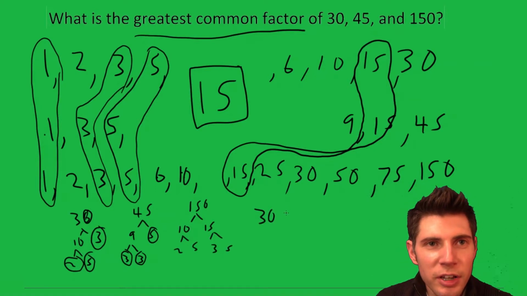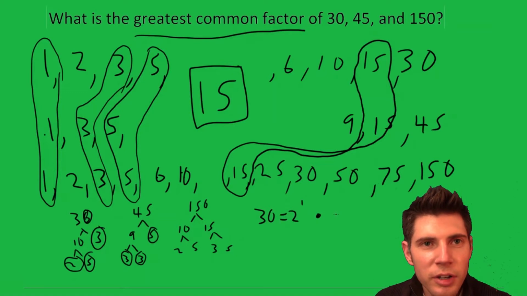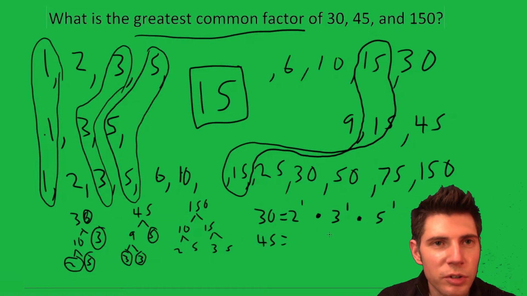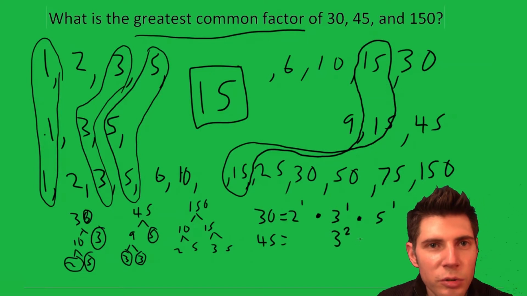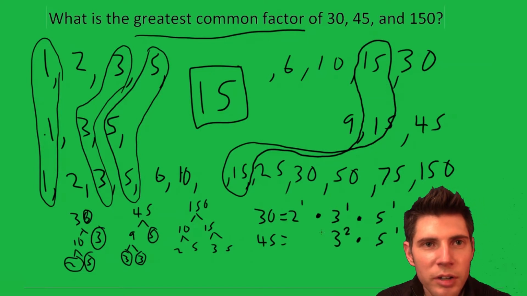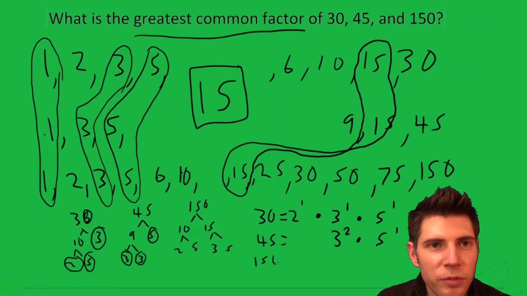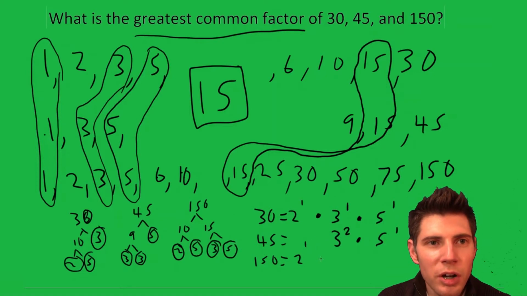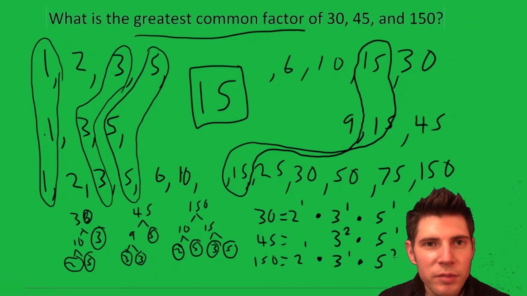So the 30 is 2 to the 1. So we'll say 30 equals 2 to the 1 times 3 to the 1 times 5 to the 1. And then 45 is equal to 3 to the 2 times 5 to the 1. And there were no 2's in there. And 150 is equal to, we have a 2, a 3, and 2 5's. We're just looking at the primes. So this is 2 to the 1 times 3 to the 1 times 5 to the 2.